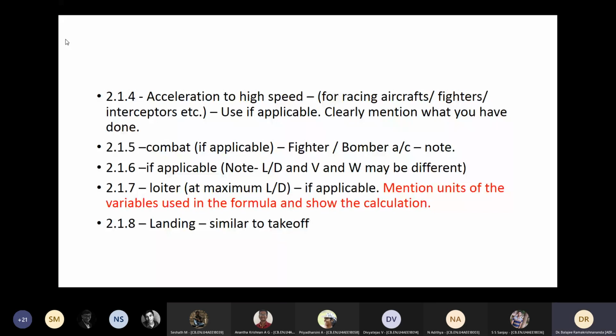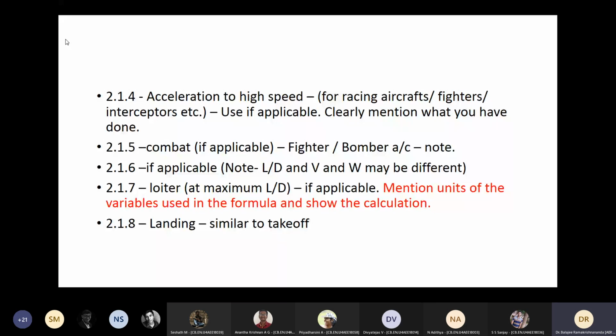Two point 1.6, actually descent, I think. Then 2.1.7 is... what is 2.1.6? I'm not sure. You just go through that yourself. 2.1.6 is second cruise.